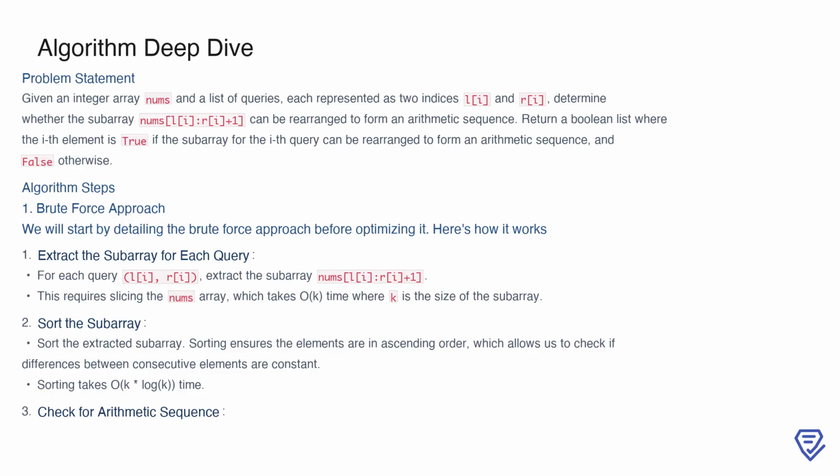Starting with the brute force method, the first step is to extract the subarray for each query by slicing the array. Once we have the subarray, we sort it so that the elements are in ascending order, which makes it easier to check for constant differences between consecutive elements. Sorting, however, increases the computational cost, so we'll discuss its impact shortly. Finally, after sorting, we verify if the subarray forms an arithmetic sequence by checking the differences between consecutive elements. If all the differences are the same, we append true to our results, otherwise, we append false.